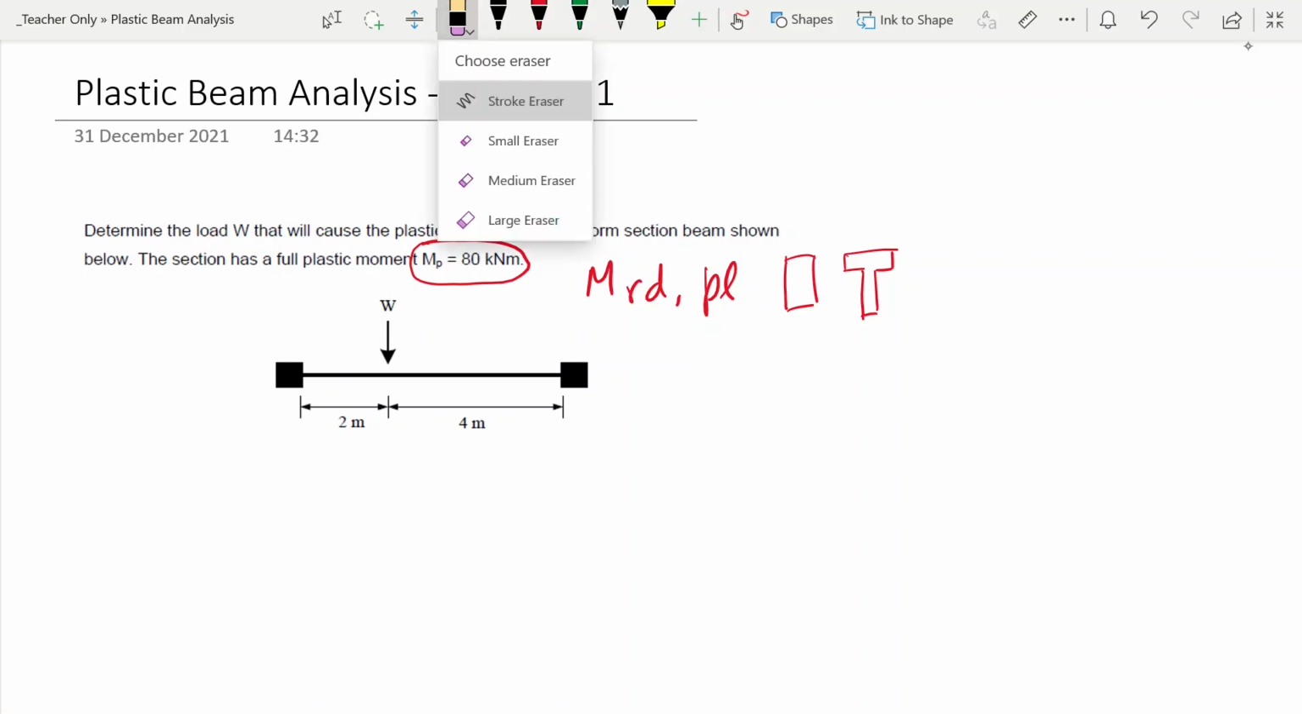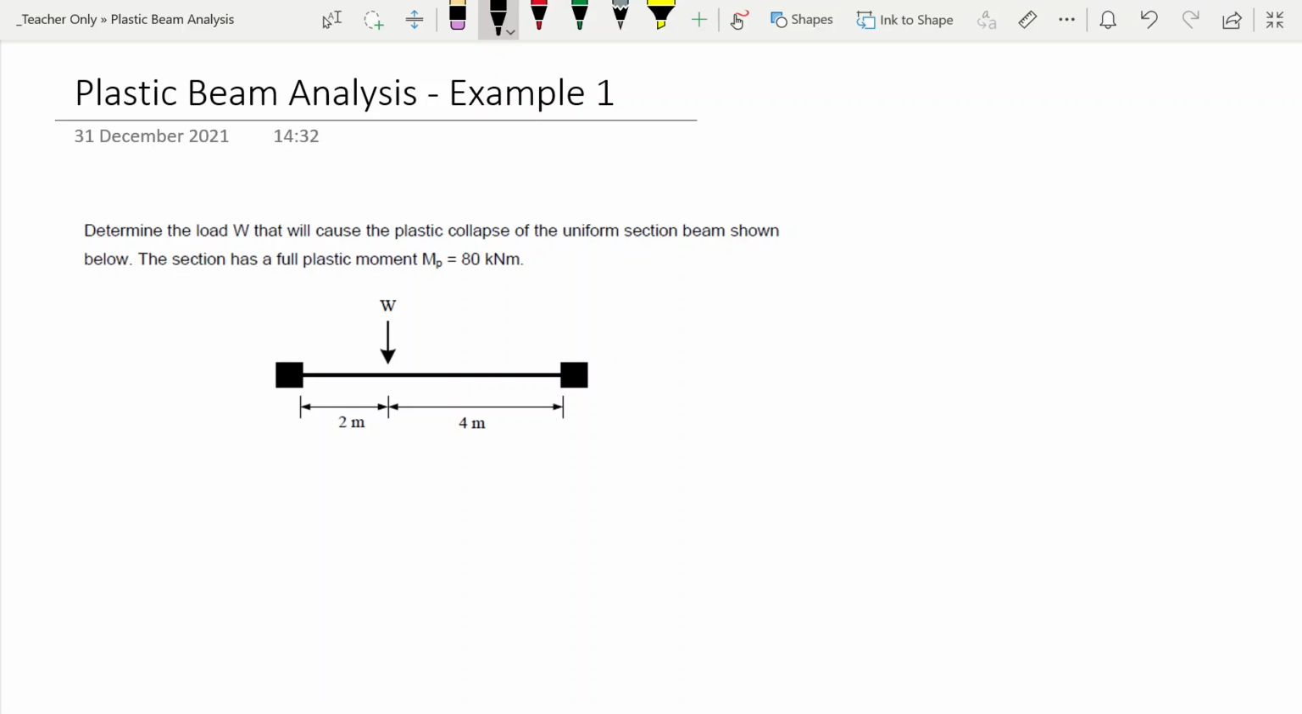So how do you do this? The first step you need to do is to find the collapse mechanism that would cause the collapse of the structure. In this particular case, the collapse mechanism would be the following. It's a hinge underneath the load and then two hinges, one at each support. With this information, we can calculate the collapse load of the structure, assuming that the structure will collapse at these three locations. So how do we do that?